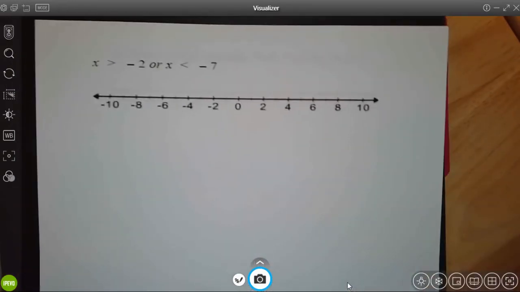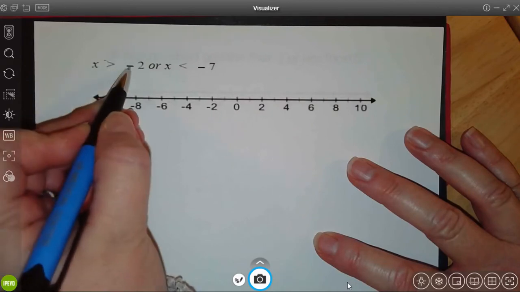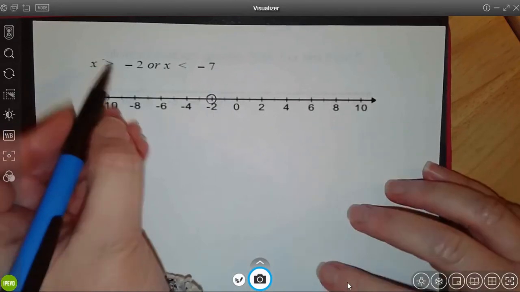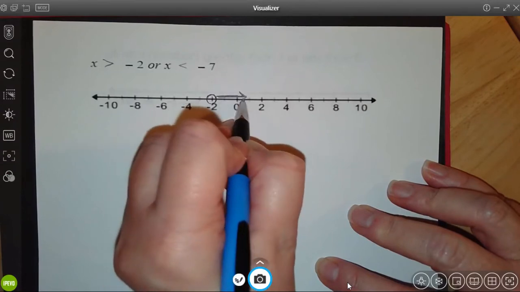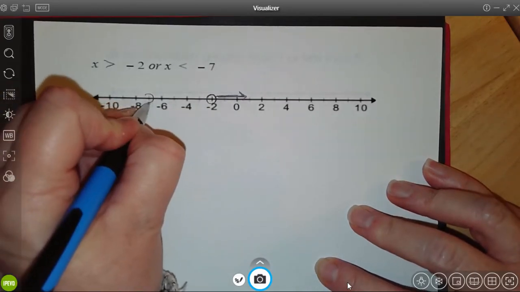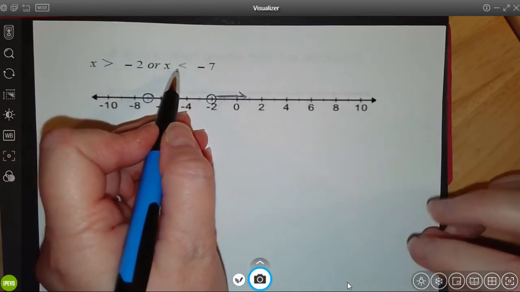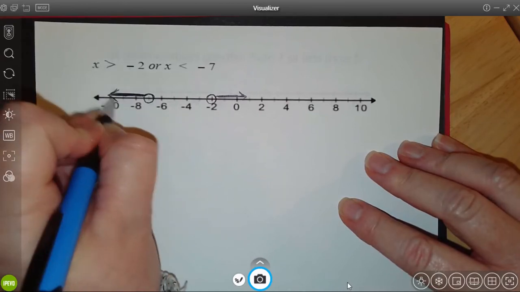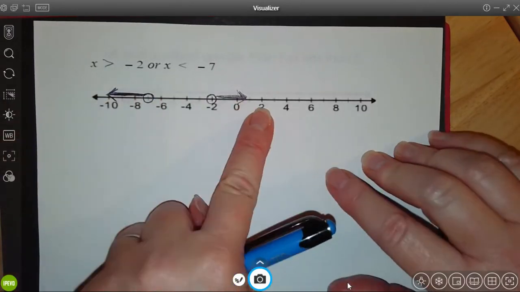Now I'm going to show you an or number line. On this number line, x is greater than -2. So here's my -2. I'm putting an open circle because it doesn't have an equal, and it's open to the x, which means I'm going to go to the right. And then I have or x is less than -7. Here's where -7 is. It's being left open because I do not have an equal sign, and it's not open to the x, which means I'm going to go to the left. And in this one, I actually do have arrows pointing away to negative infinity and positive infinity.